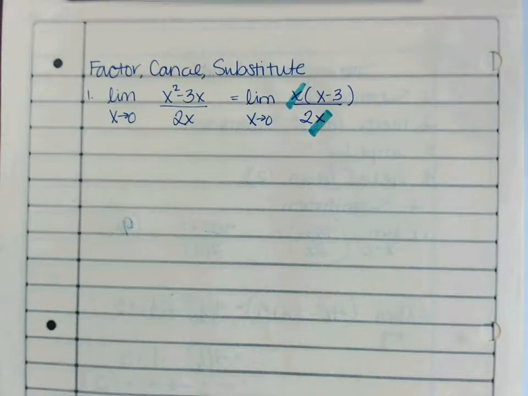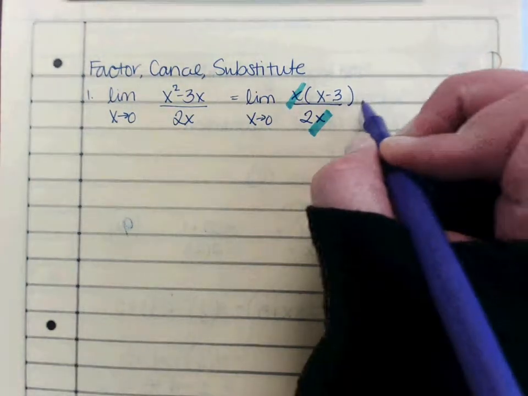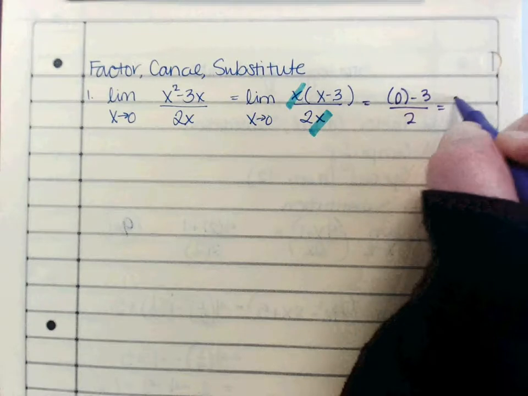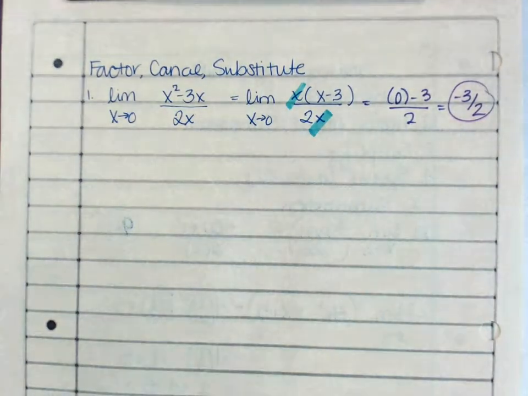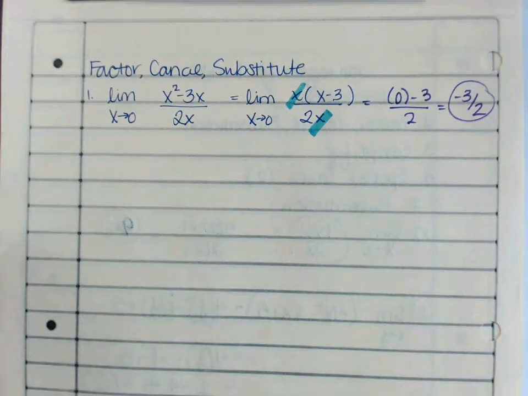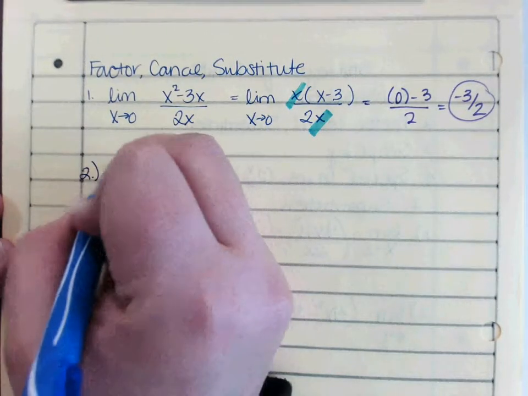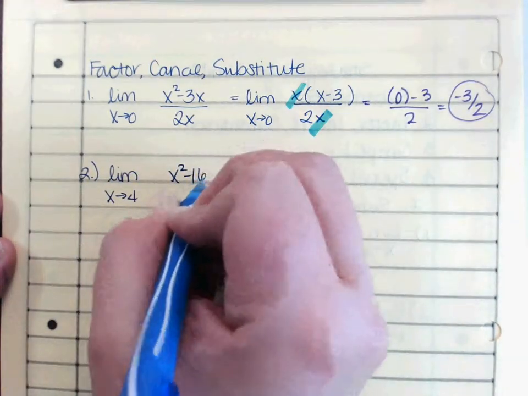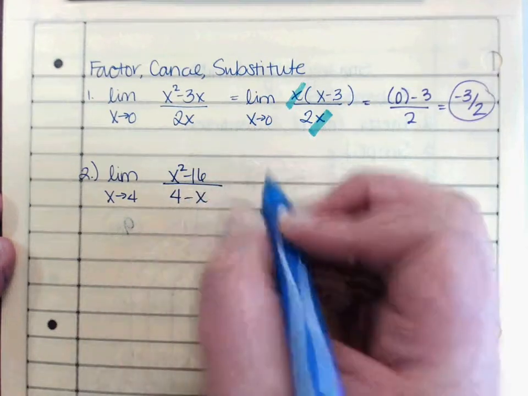Okay, so then you factor, you cancel, and then you substitute into what's left over. So I'm plugging a 0 in here. What's 0 minus 3? And then divide by 2. Good, so I have 0 minus 3 over 2, negative 3 halves, and you're done. Good? All right, number 2. We're doing the limit as x approaches 4 of x squared minus 16 over 4 minus x.